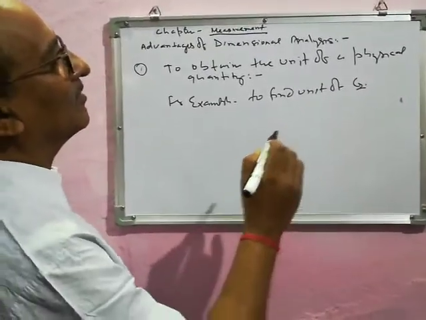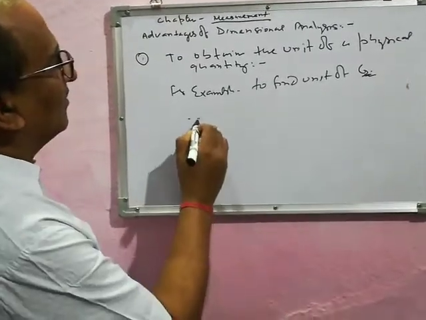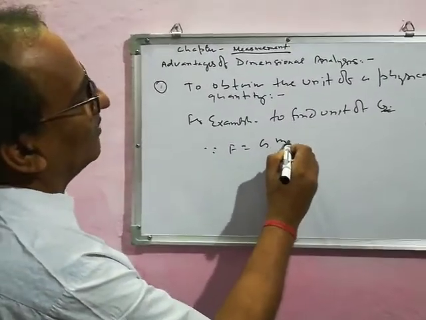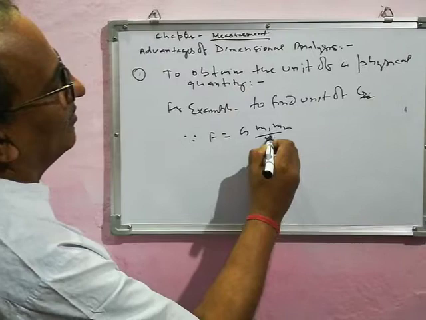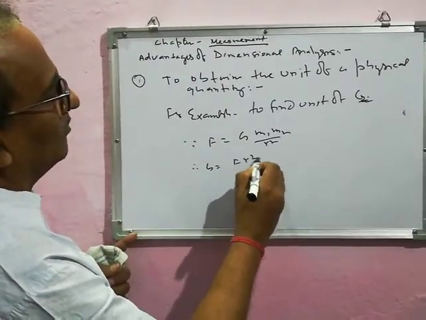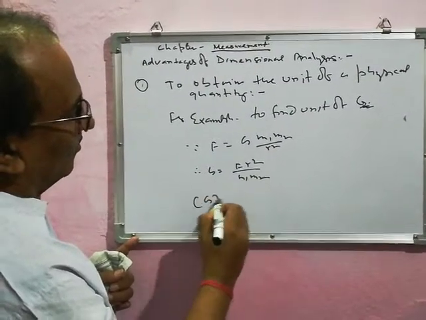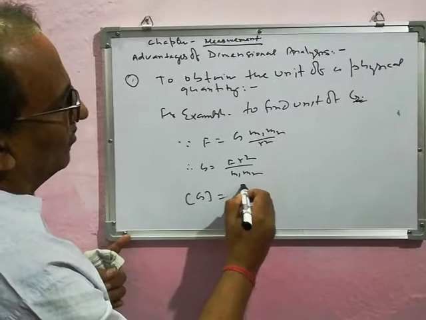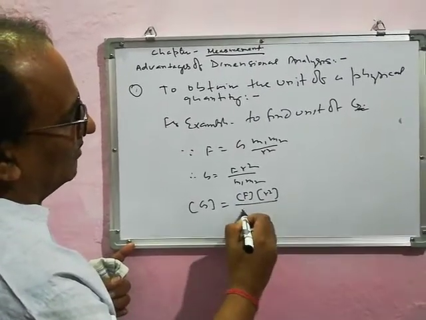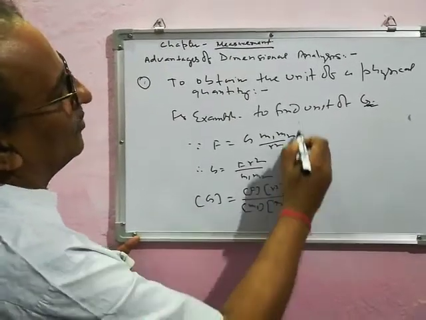For this, first of all, you have to write the dimension of capital G. Since gravitational force F is equal to G m1 m2 by r square, therefore from here G is equal to F r square by m1 m2. Hence, the dimension of the gravitational constant will be the dimension of force into the dimension of r square by the dimension of m1 and the dimension of m2.